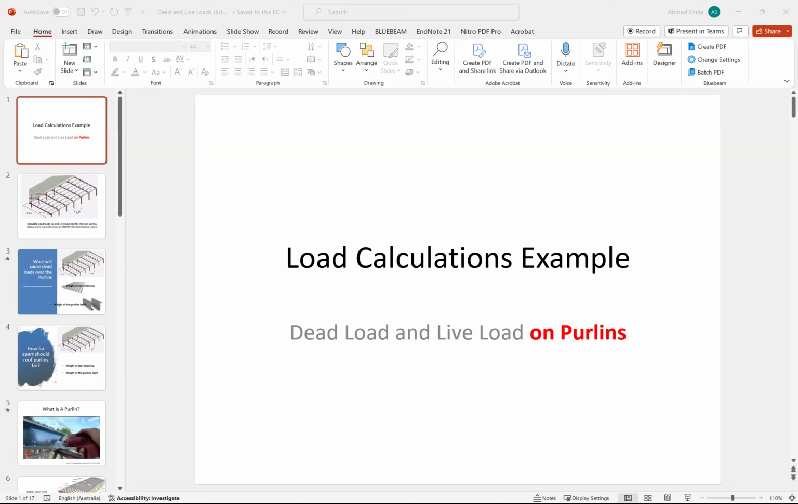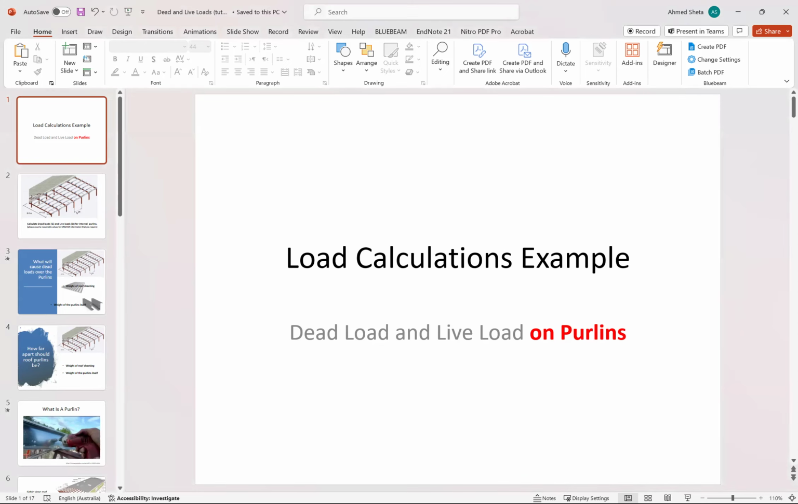Can you hear me well now, guys? Can you see my screen as well? Okay. Thank you. So now we will work on the week 3 tutorial, the load calculations example. And we will calculate the dead load and live load on a purlin. In week 2, we have done the dead load calculation only for an intermediate bearer. This week, we will do a quite similar calculation, but in addition, we will do the live load as well.